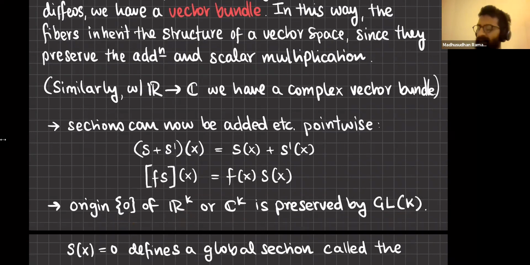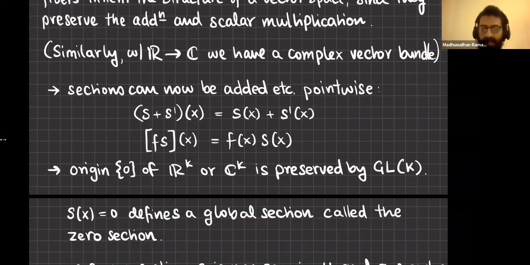So what you can do is you can define a global section, right? Recall that a global section was not something that was necessarily there. You could always define sections locally, but it's not necessarily the case that you will be able to find a non-trivial global section, right? And over here with vector bundles, since GL_k preserves the origin, we can actually define a global section, which is called the zero section, such that s associated to every point on the base space is 0. We just map all of those points to 0.